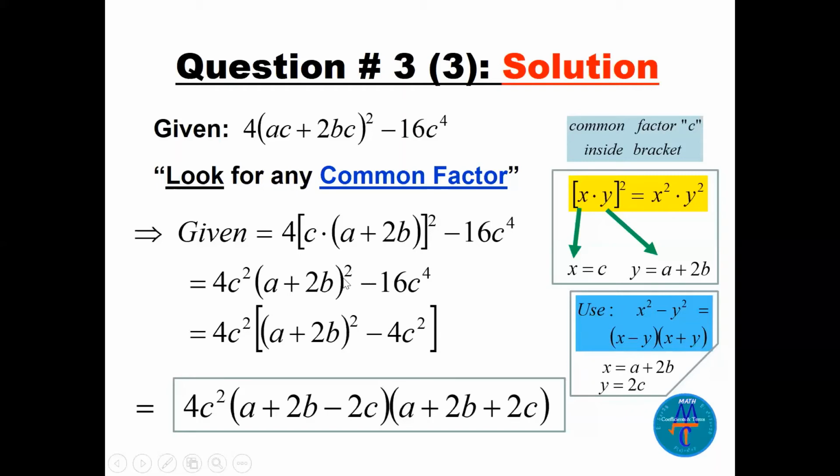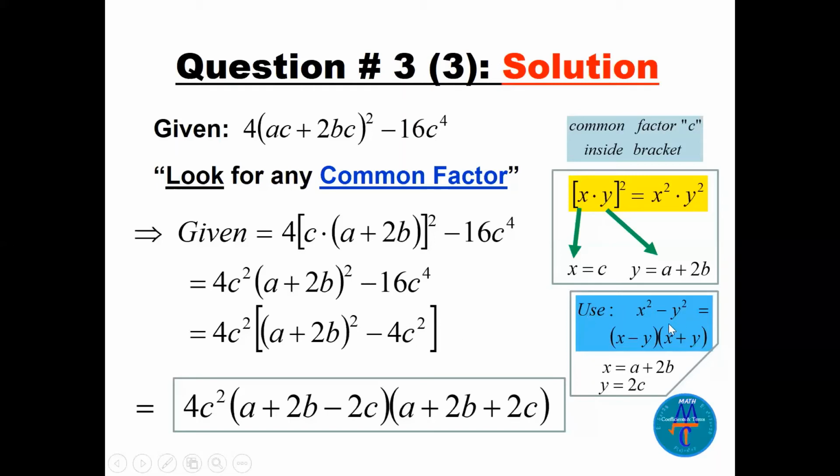See what is common now. 4 and 4 is the common 4, and C squared, we have C power 4 here, so C squared is common. Now inside again, A plus 2B squared, I have it here, minus 4C squared. Now this is another formula, remember, something squared minus something squared. Remember 4C squared, you can make it 2C all bracket squared.